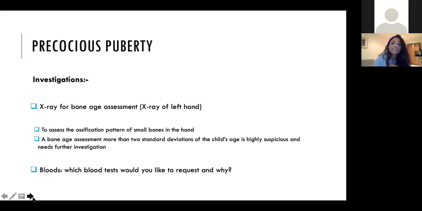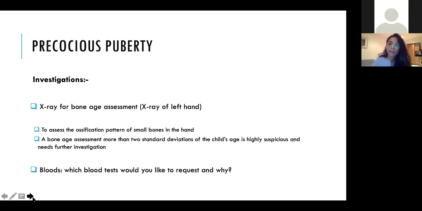Right. Okay, so in terms of investigations, let's say we have a child who has features of precocious puberty and we need to investigate further, we normally do an X-ray to assess bone age, and it looks at ossification pattern of small bones. You don't need to worry about this. The radiologist will do the report and they'll tell you what the bone age is. All you need to know is if it's more than 2 standard deviations of the child's age, that is very worrying. You need to do further investigation, because that's not normal.